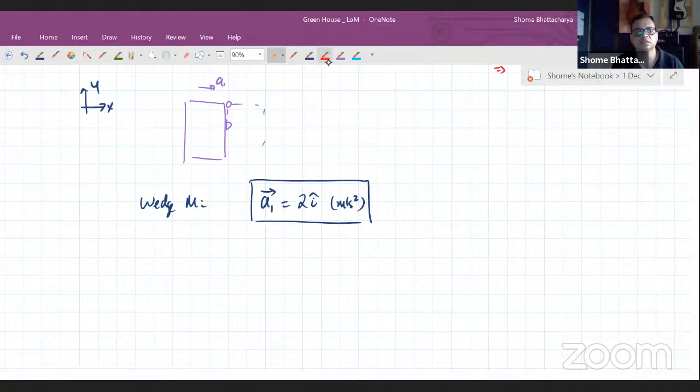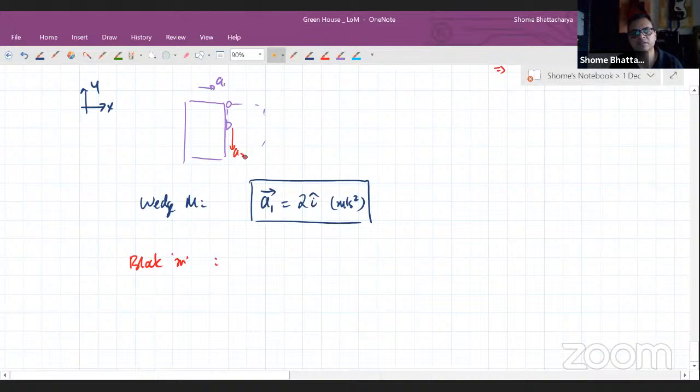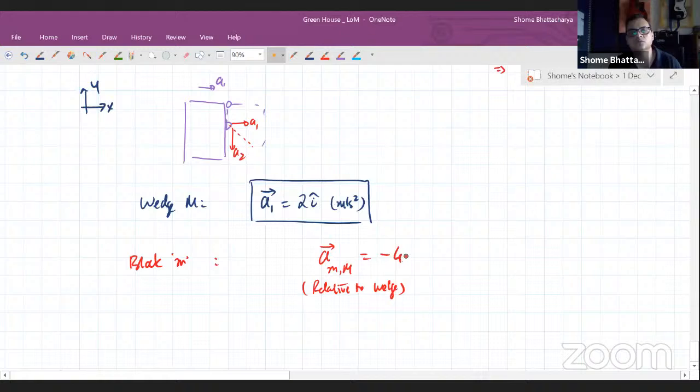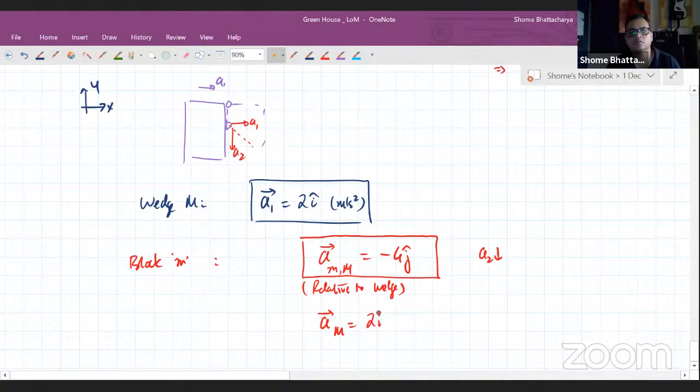But as far as the block is concerned, now for the block small m, what is happening is that it has this component of acceleration A2, but it also has this A1 because in the ground frame ultimately it's moving like this. So the acceleration of the block with respect to the wedge is minus 4 j cap. That is A2 downwards, whereas the acceleration of the wedge itself is nothing but 2 I cap.